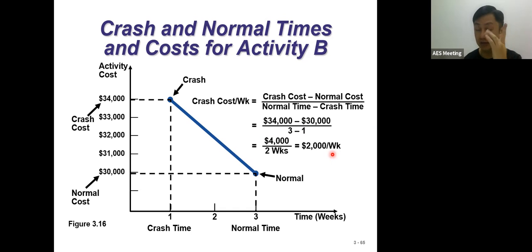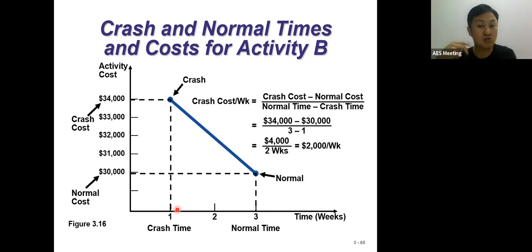Then I ask you one simple question: in activity B, how many weeks can you crash? I repeat that: in activity B, how many weeks can you crash? So look carefully. 3 minus 1 is 2 weeks here. So meaning to say, there is potential for you to crash 2 weeks.